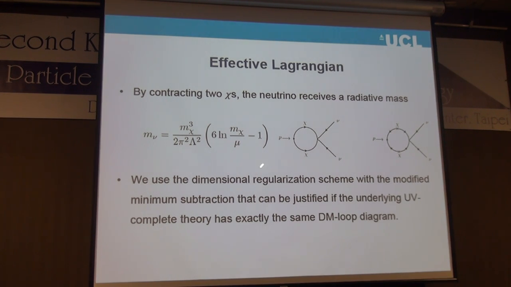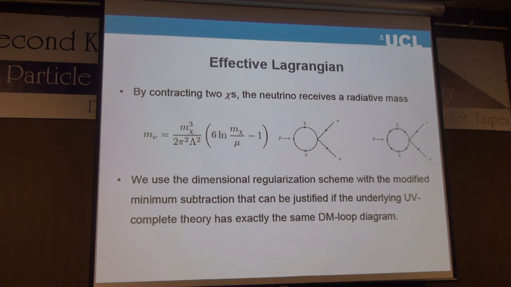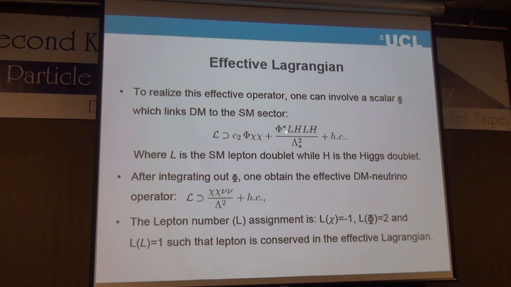The key point is if the UV theory has exactly the same dimer loop here. Sorry, yes, the scale of phi, where is it divided? Does phi get a vacuum expectation value? No, it doesn't. It has been integrated out. In the low energy theory, I only have two species: one is the dimer, one is the neutrino. So after integrating out the phi, one can reach this one.